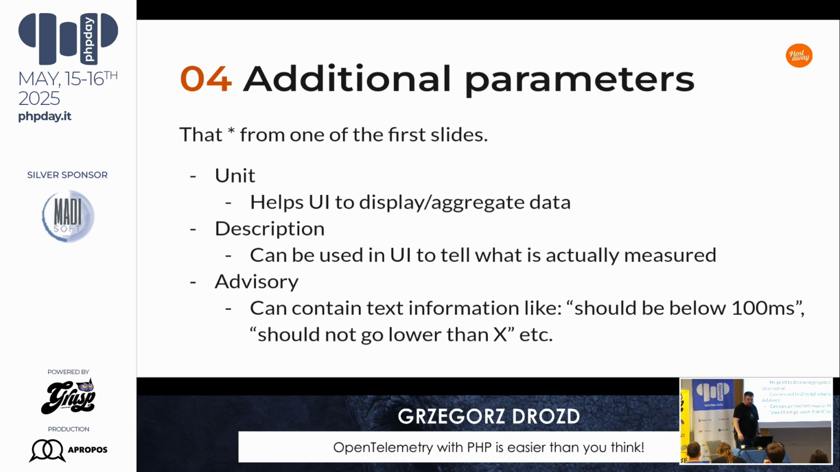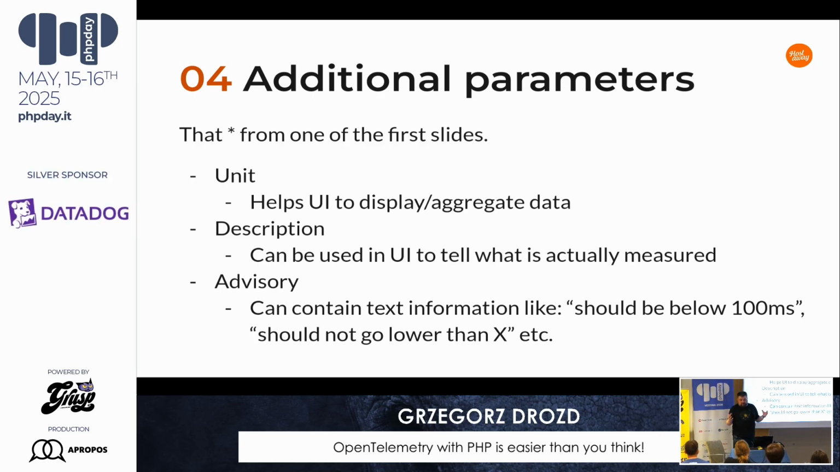Additional parameters on metrics. So there was the asterisk before. Each metric can have a unit. This can be a millisecond, second, kilobytes, or something else. A description, and some UI tools use that description to display it on a page. And it can contain advisory. So there is no way for your code to say exactly that this should be below 100 millisecond. Your code can say it, but the tools are not parsing that information in any way, so they will not create an alert.